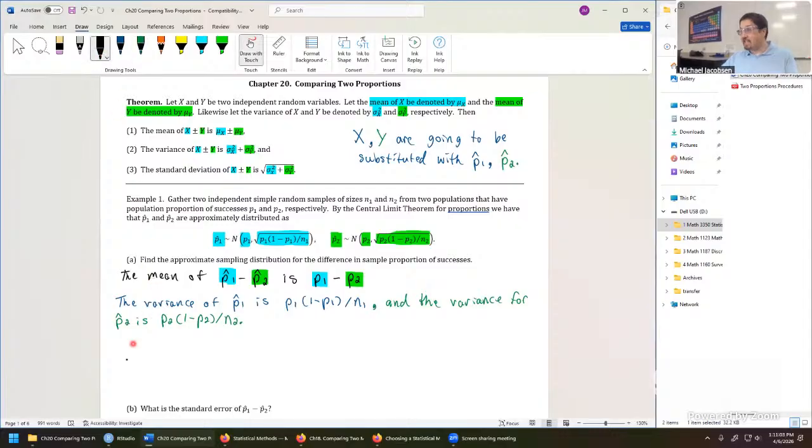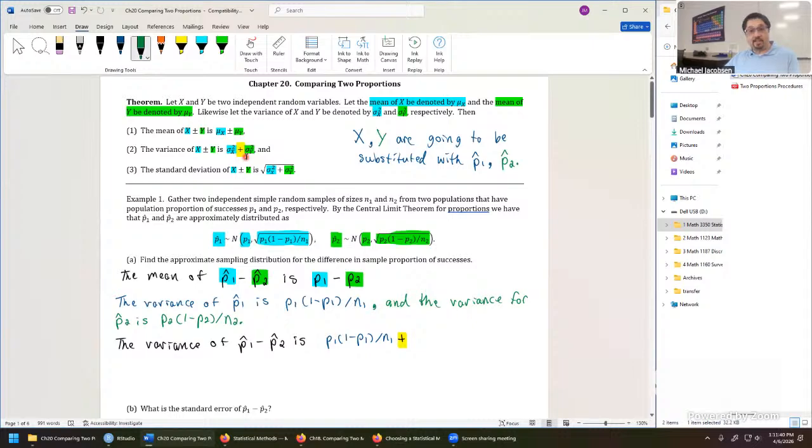So we have the mean. On the next level, we can say the variance of p hat 1 minus p hat 2, the difference in sample proportion of successes, is from this red dot here, we take the variance from the first one, and we found it to be this. So take that, p1 times 1 minus p1 divided by sample size n1. Add to it, the plus there came from that part of the theorem.